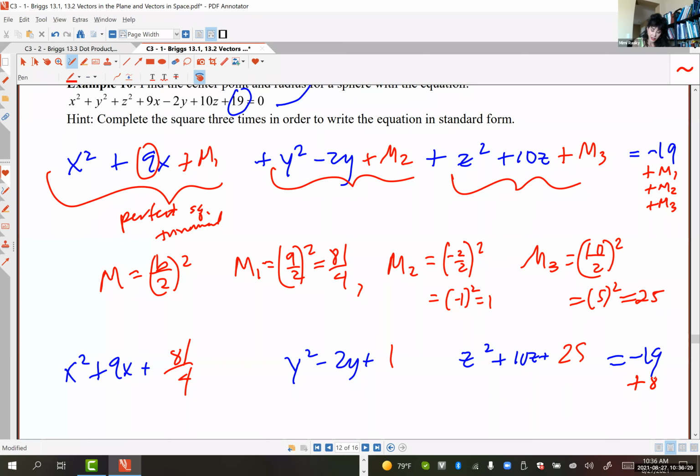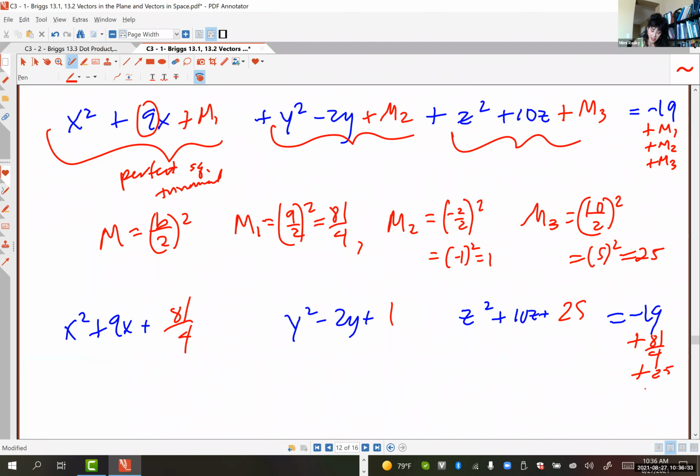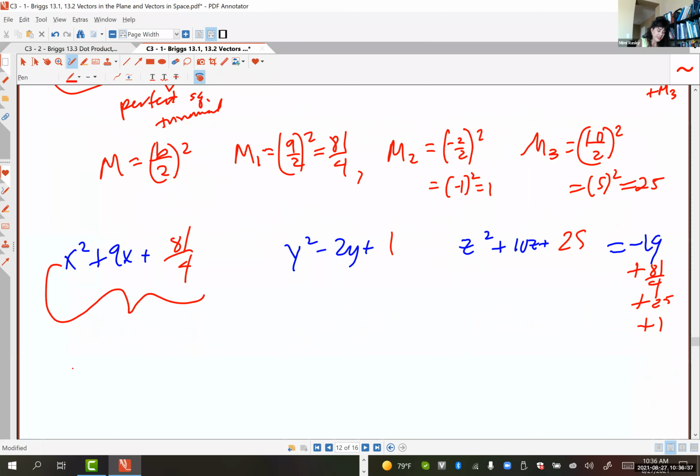Don't forget to add all 3 of those numbers to the right-hand side also. So how does this factor? And I claim it does. It's going to always factor as x plus b over 2. You're guaranteed. So for us, that's x plus 9/2, the quantity squared.